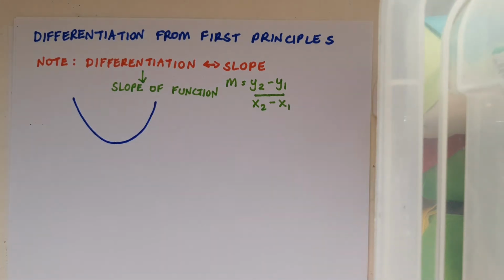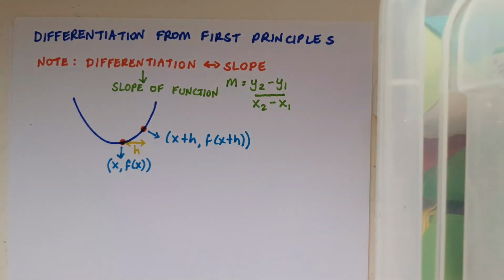So what we're imagining is that we have some function. I've drawn a quadratic, and we have 2 points on the function. We don't even have numbers for these points. We think of one of the points as being called x, f of x, and we think of the other point as being called x plus h, f of x plus h. And h is just the horizontal distance between the 2 points.